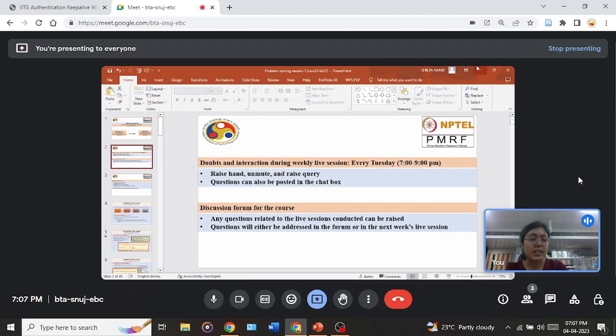So this is basically a doubts and interaction session which is held every week. That is, the weekly live session is conducted from 7 p.m. to 9 p.m. every Tuesday. If you have any queries throughout the session, you can raise your hand, unmute yourself, and then raise the query. Otherwise, the questions can also be posted in the chat box.